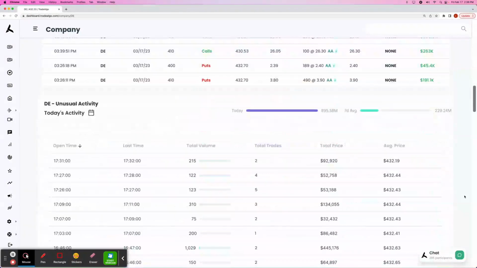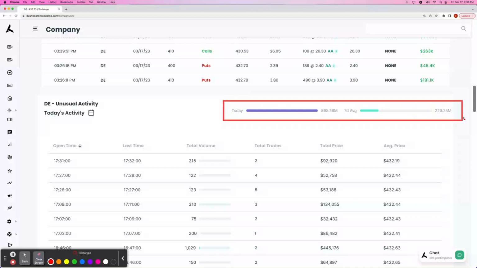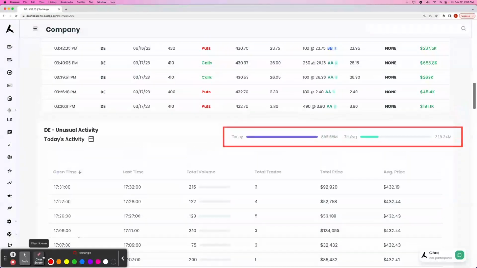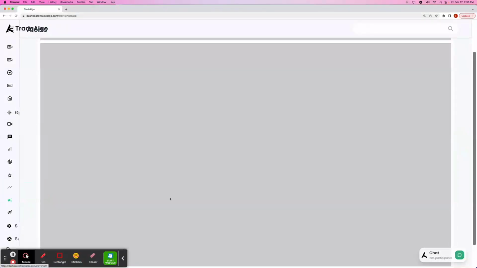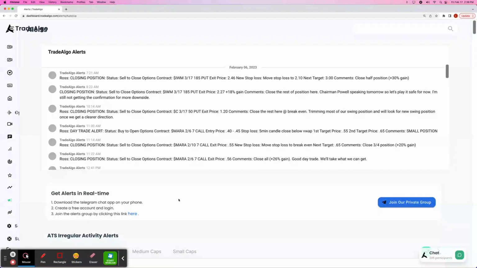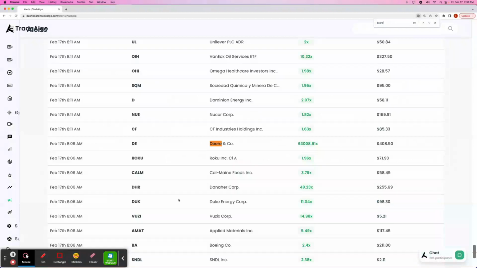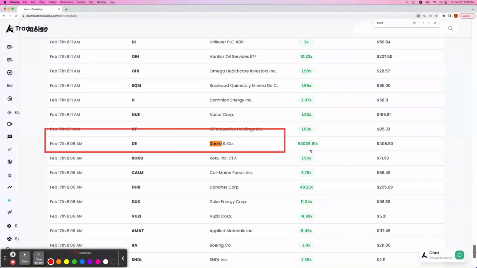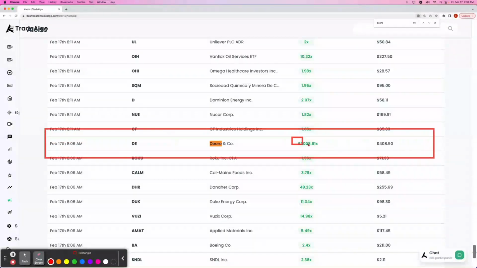What our AI is detecting is that typically only $229 million of the stock is traded behind closed doors on an average day-to-day basis. Today, it was nearly $900 million. Well, it's important to get access to that information early. Our AI was able to detect at 8:06 a.m. in the pre-market that 63,000 times the average amount of bullish institutional volume was seen there than what's normal.